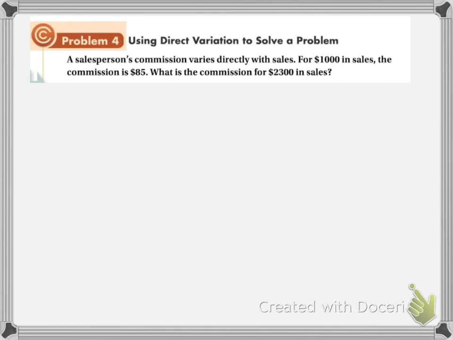Problem 4 is about using direct variation to solve a problem. A salesperson's commission varies directly with sales. For $1,000 in sales, the commission is $85. What is the commission for $2,300 in sales? The book goes through a whole process of solving for k and rewriting the formula, but it's really kind of a waste of time. You could do this just the way we did problem 3.